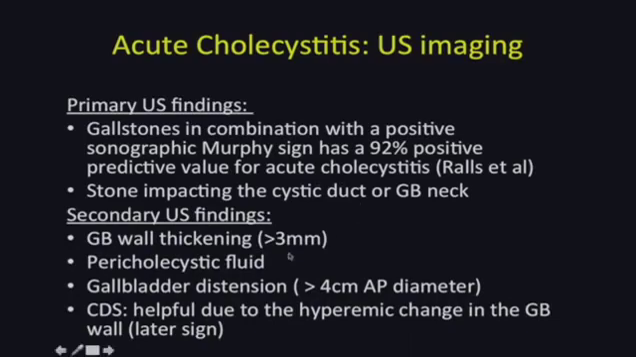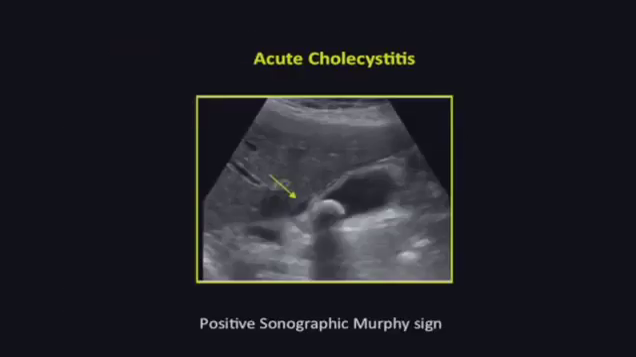Gallbladder wall thickening is one of the secondary ultrasound findings of acute cholecystitis. The other associated secondary findings are also very useful, including pericholecystic fluid, gallbladder distension, and hypervascularity of the wall of the gallbladder, even though it is a later sign.